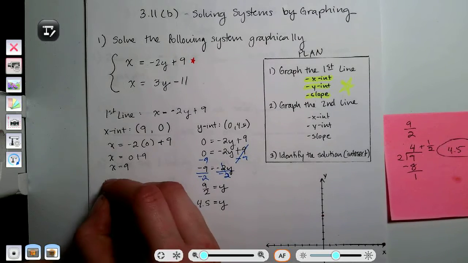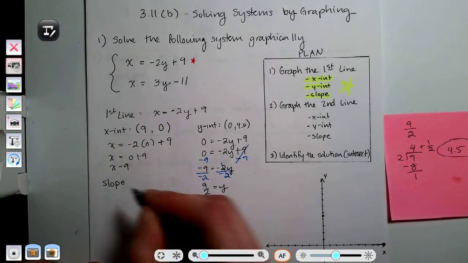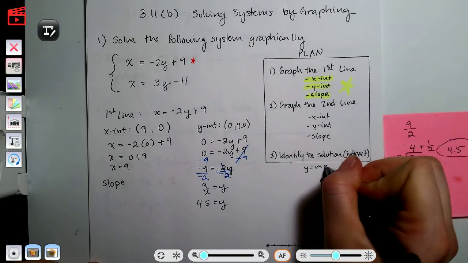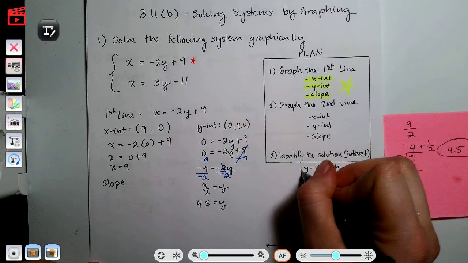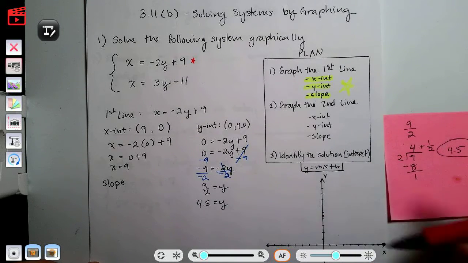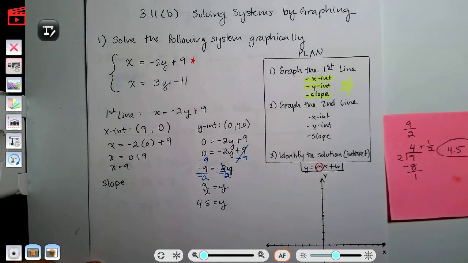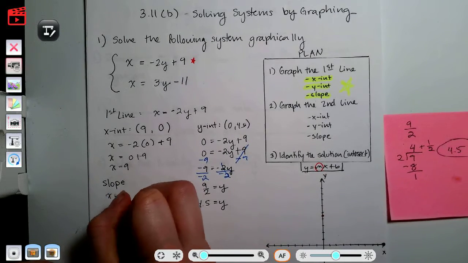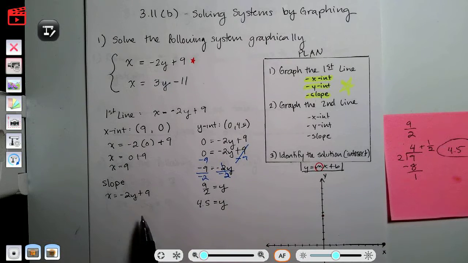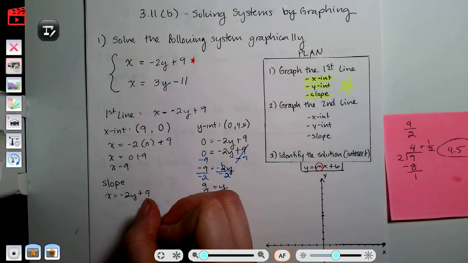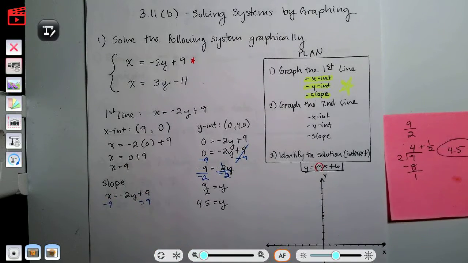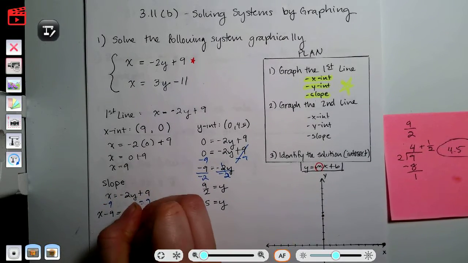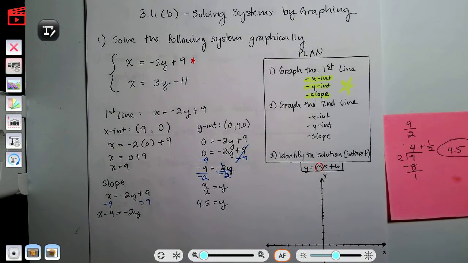Okay, so how do we find slope? Well, remember, we're going to use the equation y equals mx plus b. The slope is the number by x. So let's take a look at our equation: x equals negative 2y plus 9. Is that in slope-intercept form? No, it's not. The y is not by itself. So our goal is to get y by itself. Let's subtract 9 from both sides. Then we have x minus 9 equals negative 2y. Well, y is almost by itself, so let's divide by negative 2.